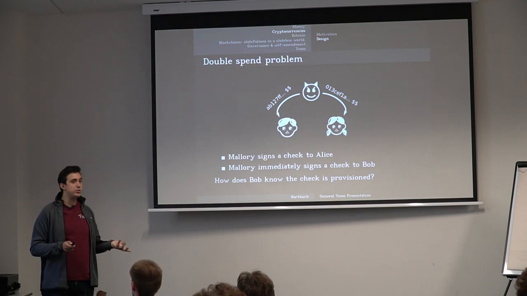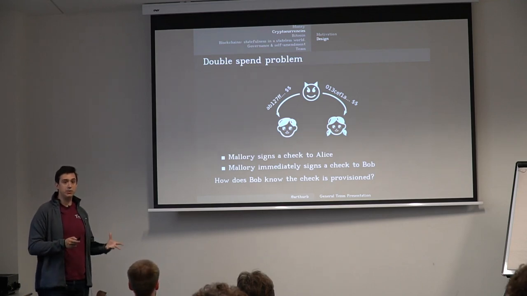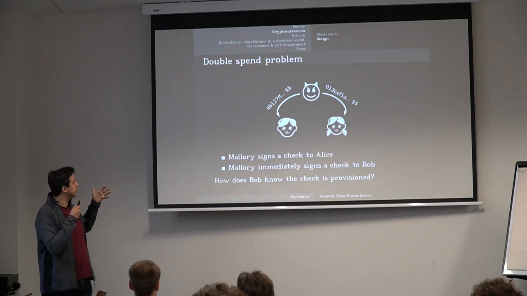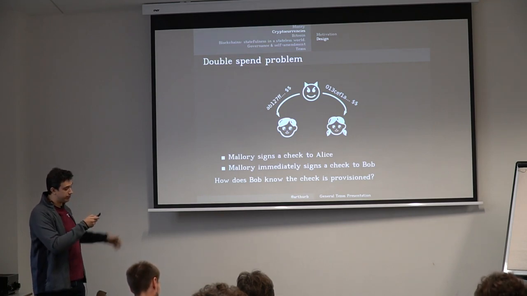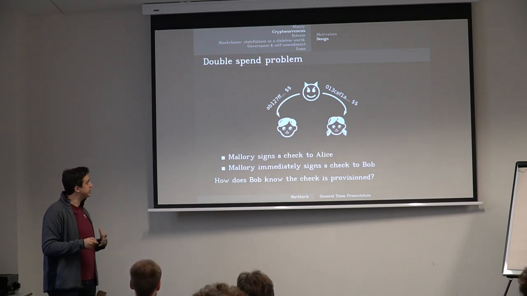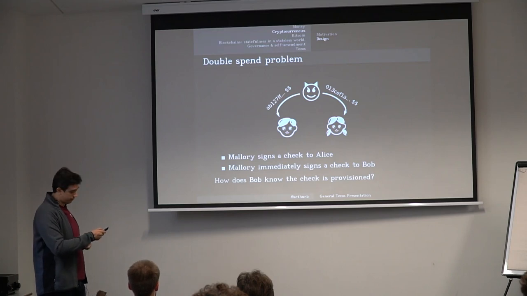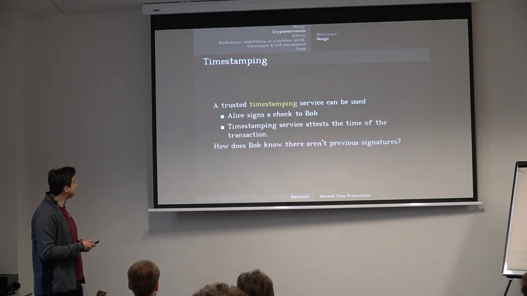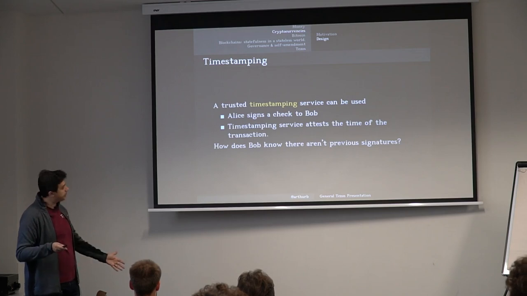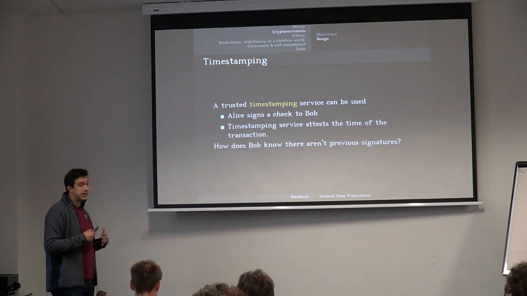And here, we're trying to do something which has scarcity. We want to represent that Mallory has a finite amount of money, not an infinite amount of money. And so equational reasoning gets hard with this type of problem. So one solution is timestamping. You could use a timestamping service.